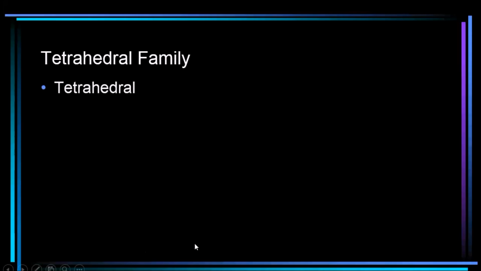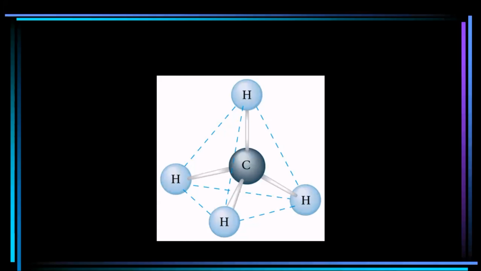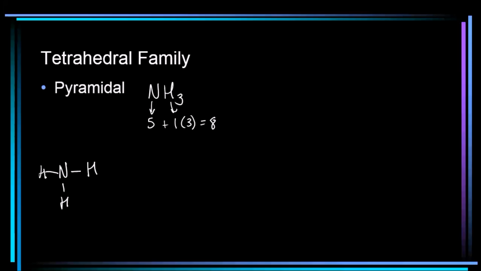All right, so tetrahedral, tetrahedral, tetrahedral pyramidal. Poster child, NH3. Nitrogen is 5, hydrogen is 1 times 3, 8. 2, 4, 6, 8. There's your 2D drawing.